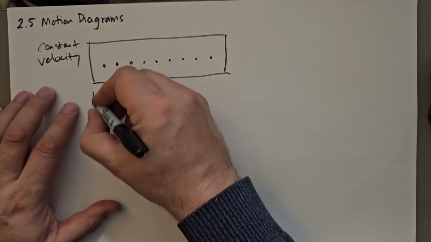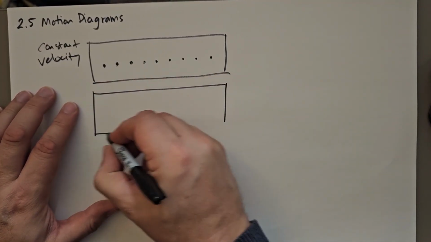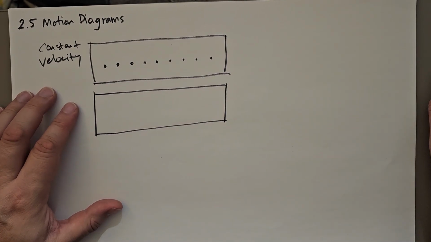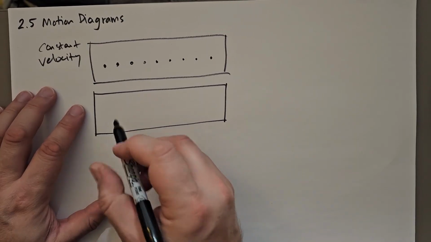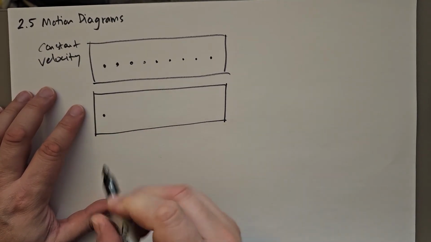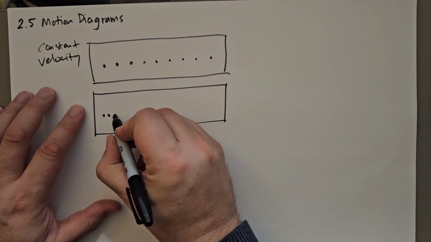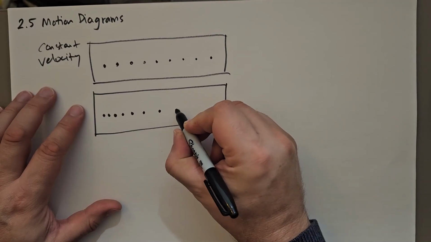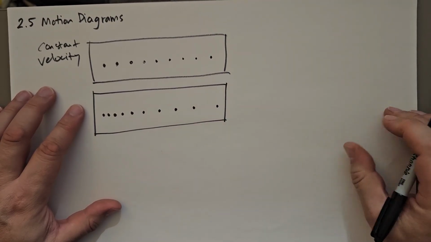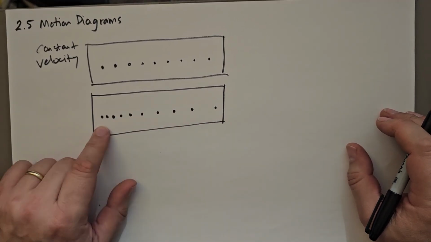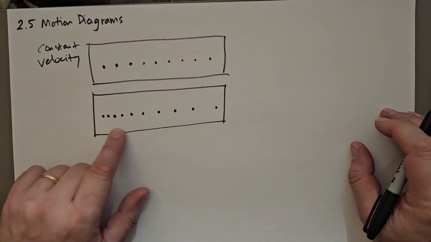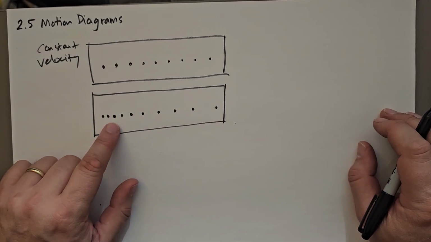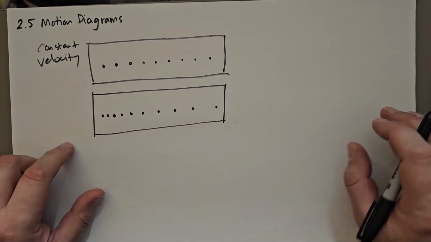Okay? Now suppose you had a toy car on a track or something like that, and instead of the pictures being the same distance apart, at the start they're close together, and then as time goes on, they get further and further apart. And what you're left to conclude here is that the car is moving faster and faster, right? At first it's moving slowly, and then down here it's moving very quickly, right?